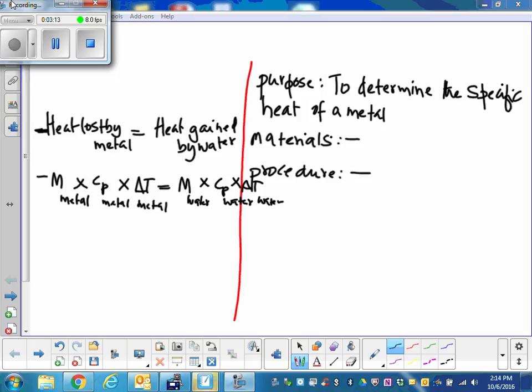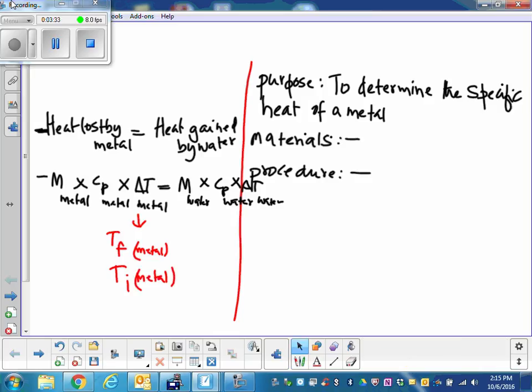Now, if I want to expand this change in temperature of metal, I really need the final temperature to which the metal goes, T final of the metal, and I need the T initial of the metal. Is that right? And for water also, I need the T final of water and the T initial of water. Is that right?